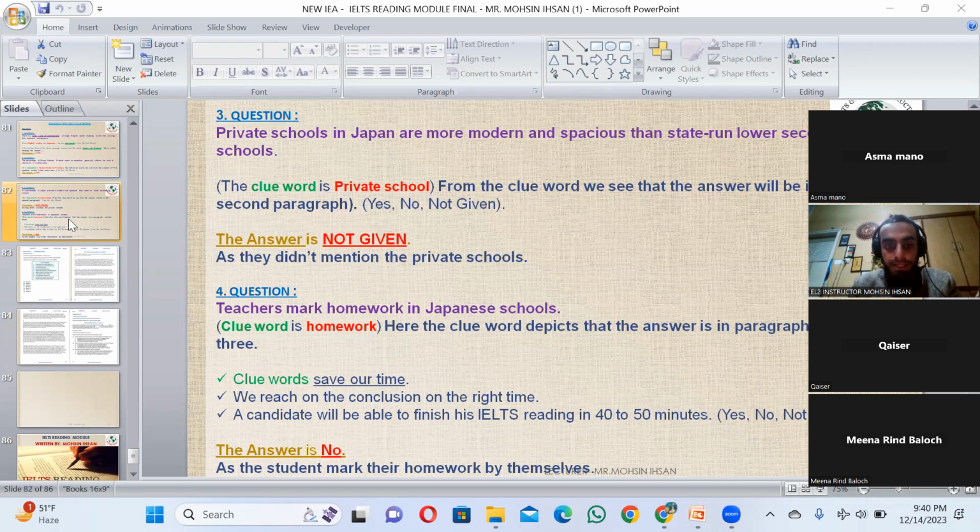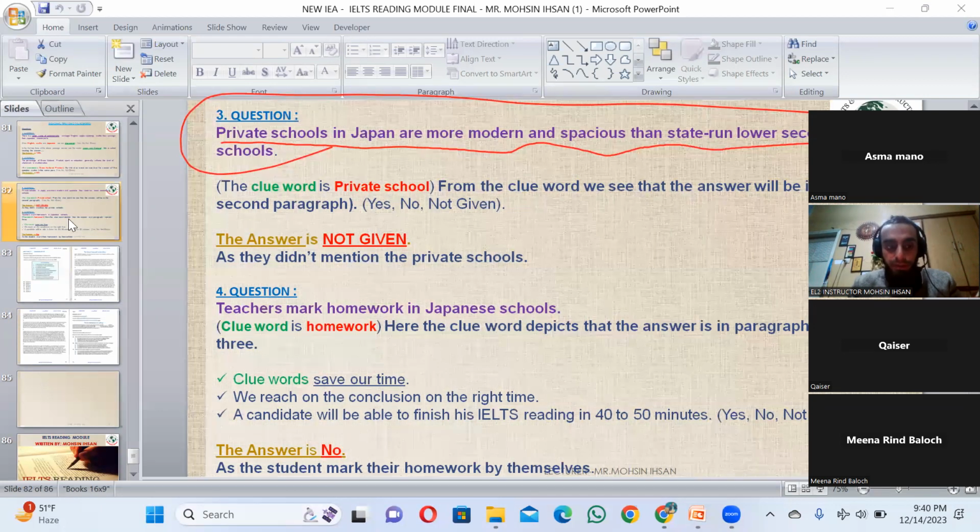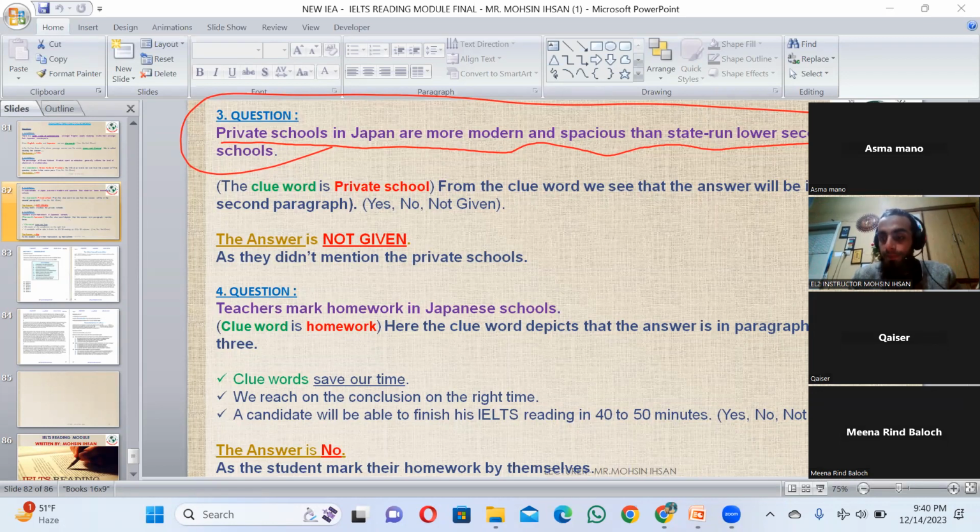Now, let's see the MCQs. Private schools in Japan are more modern and spacious than state-run lower secondary school. What does it mean? Tell me the meaning only. Anyone? Yes, tell me the meaning. Anyone? What does it mean?